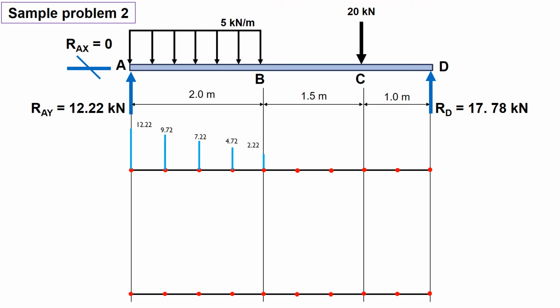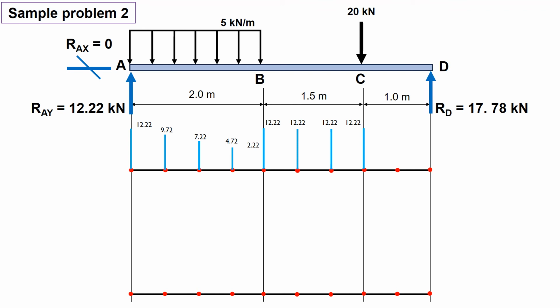So for segment AB, these are the values at the different points. So we have positive values, lahat positive. Then for BC, okay, so ito yung nakuha natin. So you take note of point B again.